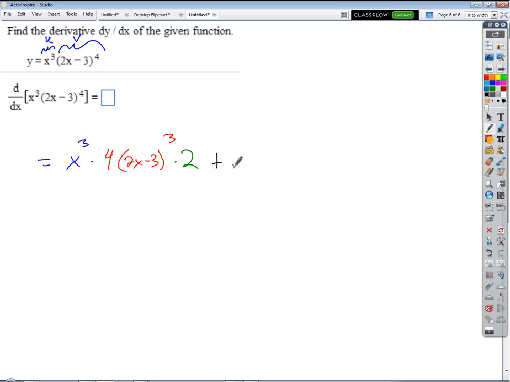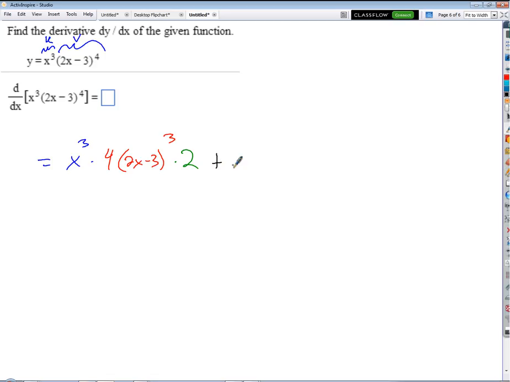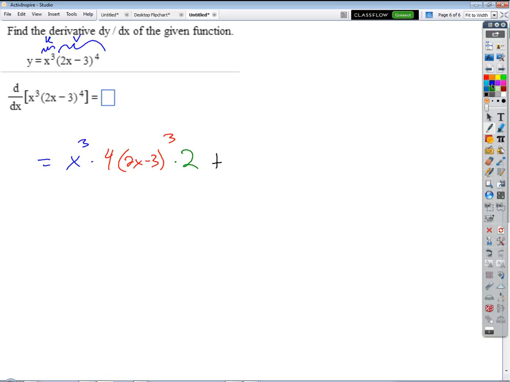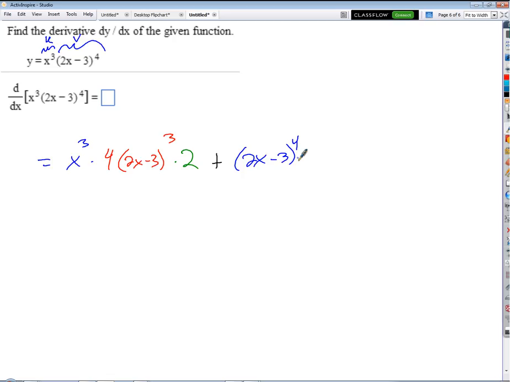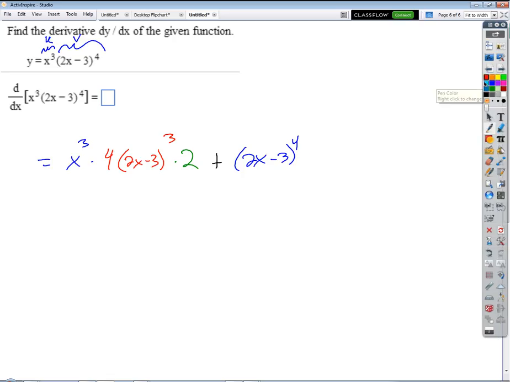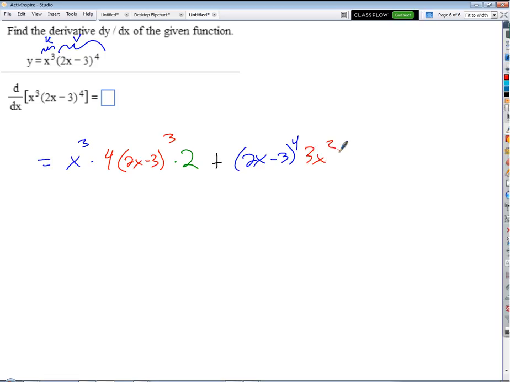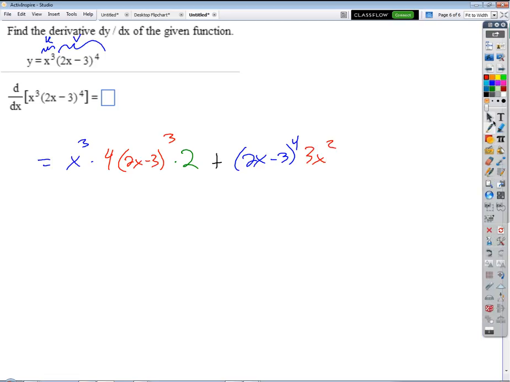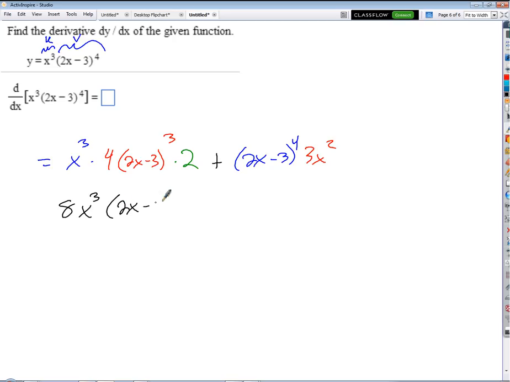Yeah, and so we can simplify that. Now, the second part of the product rule is V, which is the quantity 2x minus 3 to the 4th, times the derivative of U. Well, what's the derivative of x cubed? Done. Done with the calculus. All I have to do is just simplify a little bit. And not much. 2 times 4 is 8. So I'm going to get 8x cubed times the quantity 2x minus 3 cubed plus 3x squared times the quantity 2x minus 3 to the 4th.